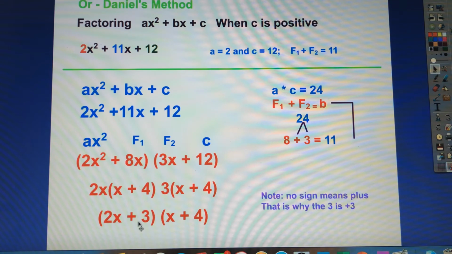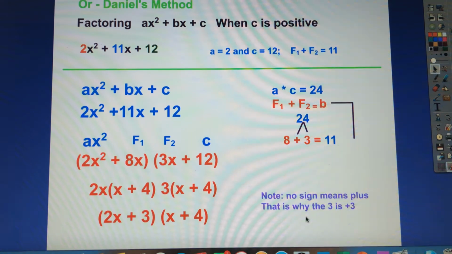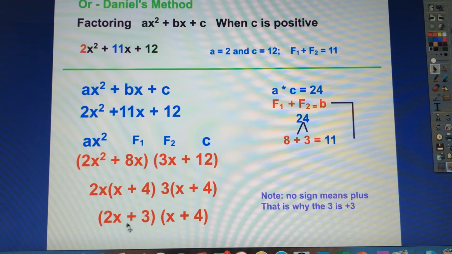And now if I use the FOIL method on 2x plus 3 and x plus 4, I will get 2x squared plus 11x plus 12. No sign at all means plus. So that's why when you see this 3 right here in front of the parentheses, that became a plus 3.